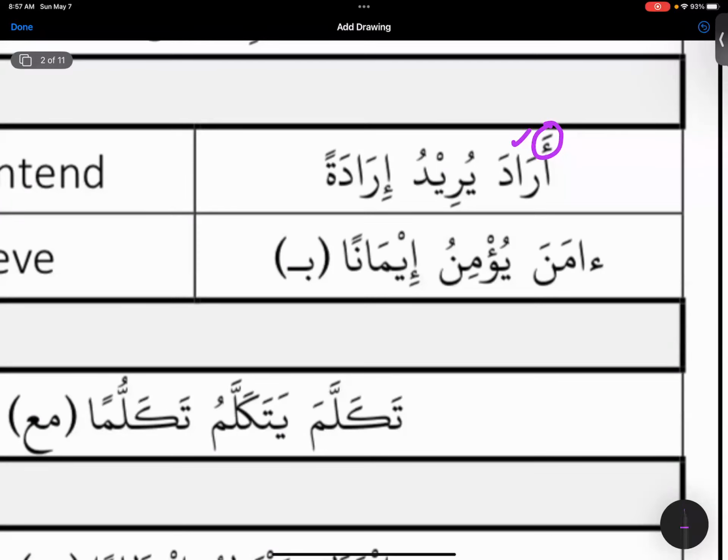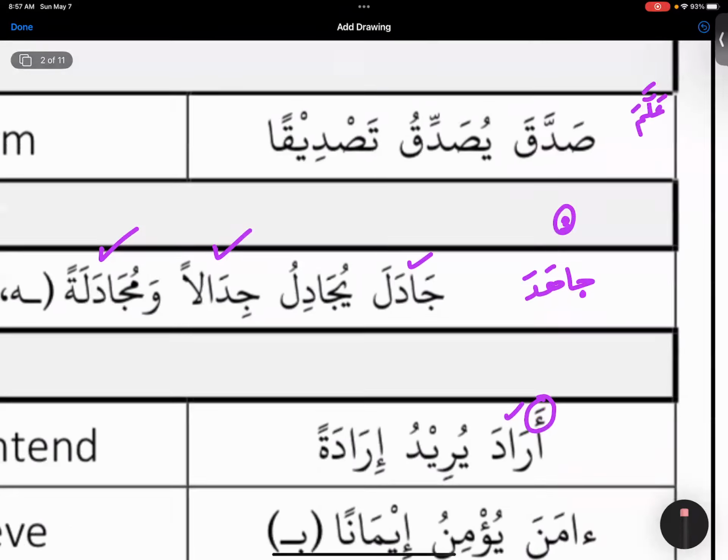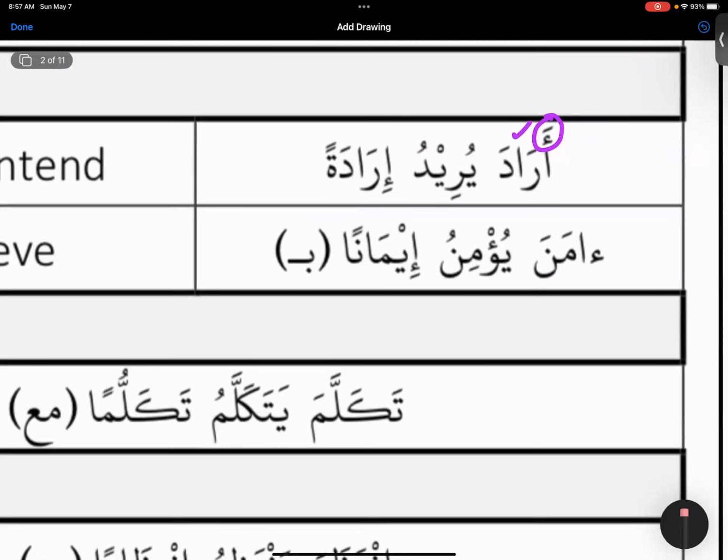Then we have Amana Yu'minu. What bab? Aslama. Again, we can see the hamzatul qat' over here, right? So this is Amana, but again, it has a weak letter in it. This one is the weak letter over here. So that's why it is going to conjugate differently. Amana becomes Yu'minu. And then Imanan.